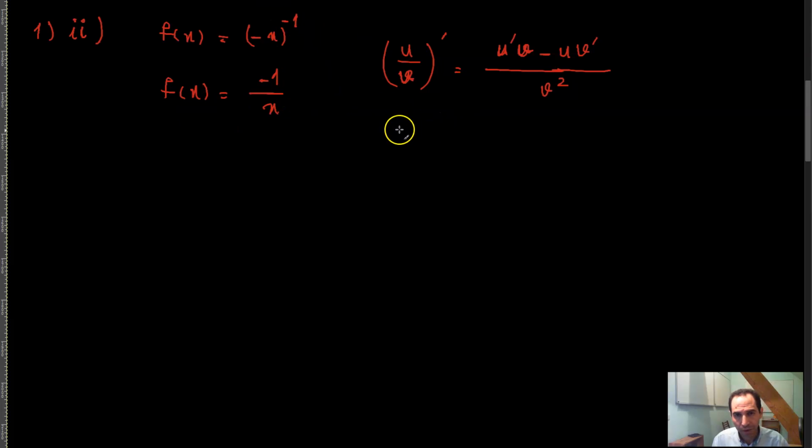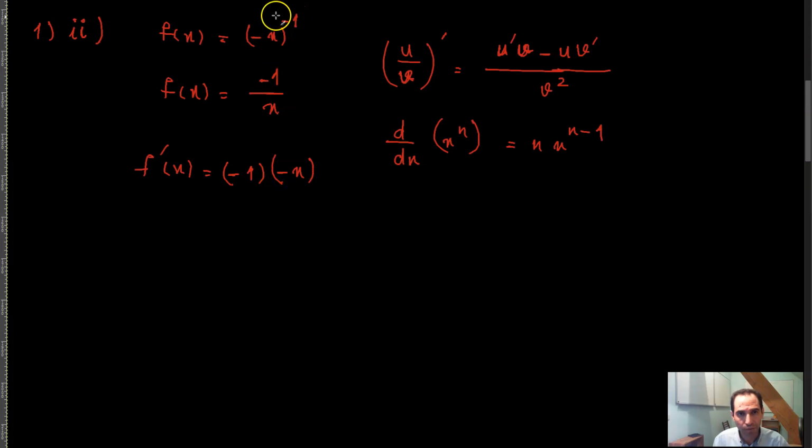you can use d by dx of x raised to the power n is equal to n times x raised to the power n minus 1. And so we will use this one. Using this form of the function, you would get f prime of x is equal to negative 1 times negative x raised to the power negative 2, which is the same thing as negative 1 over negative x raised to the second power.